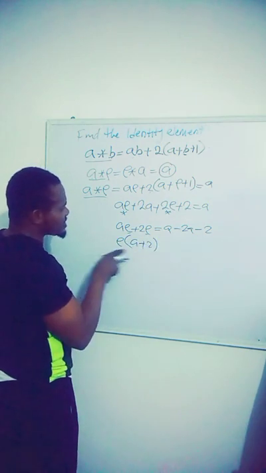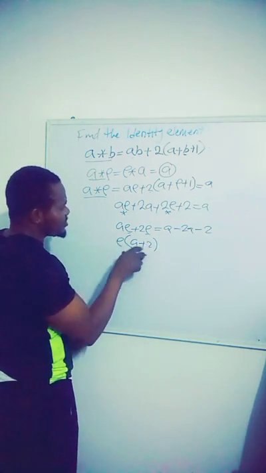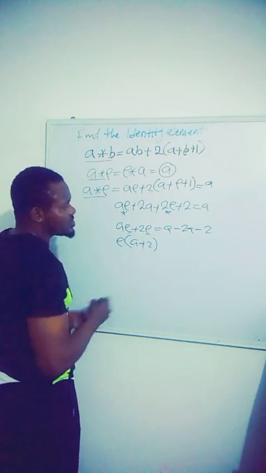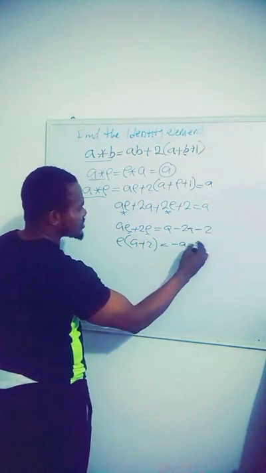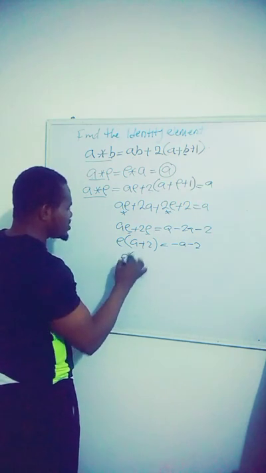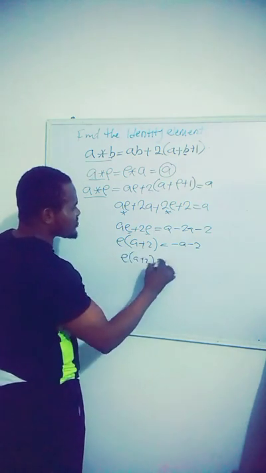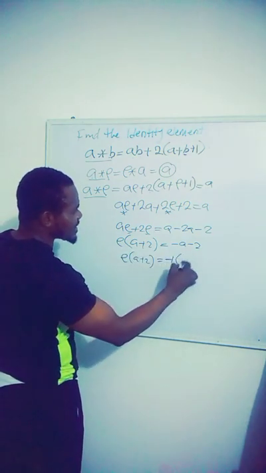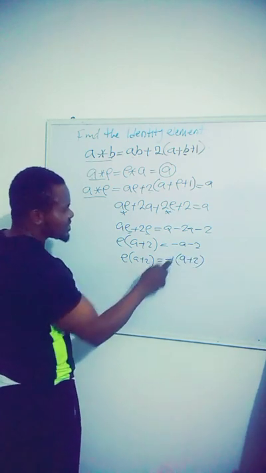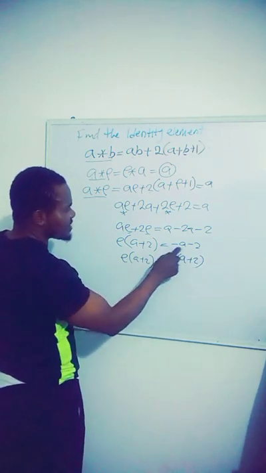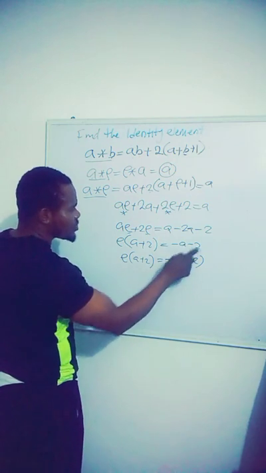When you open the bracket, E times A, you have AE, plus E times 2, you have 2E, equals to 2 minus A. Is it not minus A? Minus 2. So we have E into A plus 2. You can factorize this, minus 1 outside. That is A plus 2. When you open the bracket, you have minus 1 times A is minus A, minus 1 times 2 is minus 2.